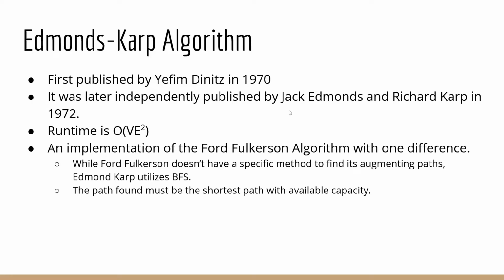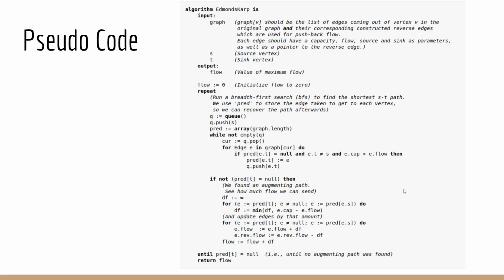So this is essentially an implementation of the Ford-Fulkerson algorithm with one difference. So earlier, the example I showed you was specifically Ford-Fulkerson but also utilizing DFS, depth first search. But in general, while Ford-Fulkerson doesn't have a specific method to find its augmenting paths, this algorithm utilizes BFS. The path found must be the shortest path with available capacity. Here's the pseudocode for this algorithm.